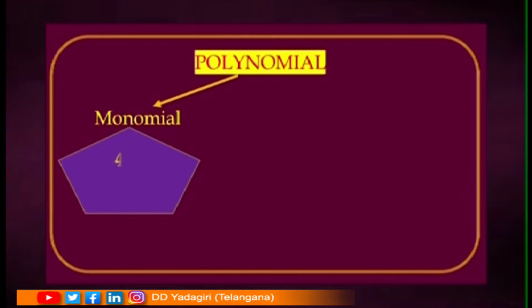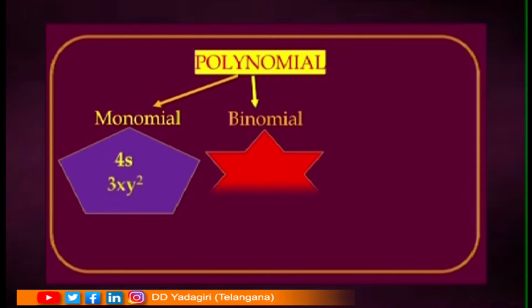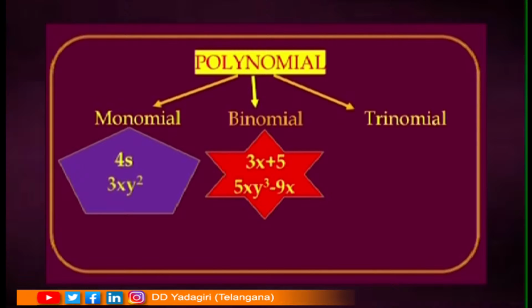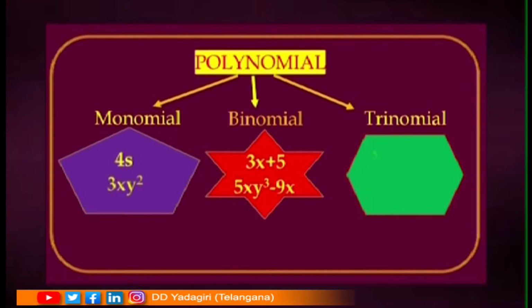If you have only one term, it is called a monomial. If you have two terms, it is called a binomial. So 3x plus 5, 5xy cube minus 9x are examples of a binomial, and a trinomial has 3 terms. So x square minus 5x plus 2 or 5xy cube minus 9x plus y are examples of 3-term polynomials.